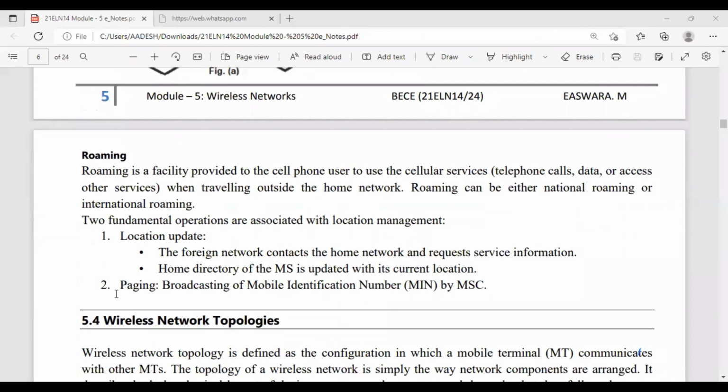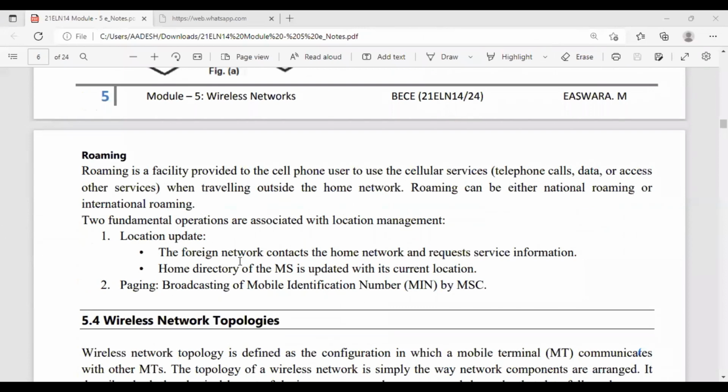Again, once he moves from one area to another, for example, area 1 and area 2, if he purchases a SIM in area 1 and puts it in his mobile station, all his details will be stored in the area 1 mobile switching center. Once he moves from area 1 to area 2, his data should again be registered with the MSC which is covering area 2. So that is called location updating.